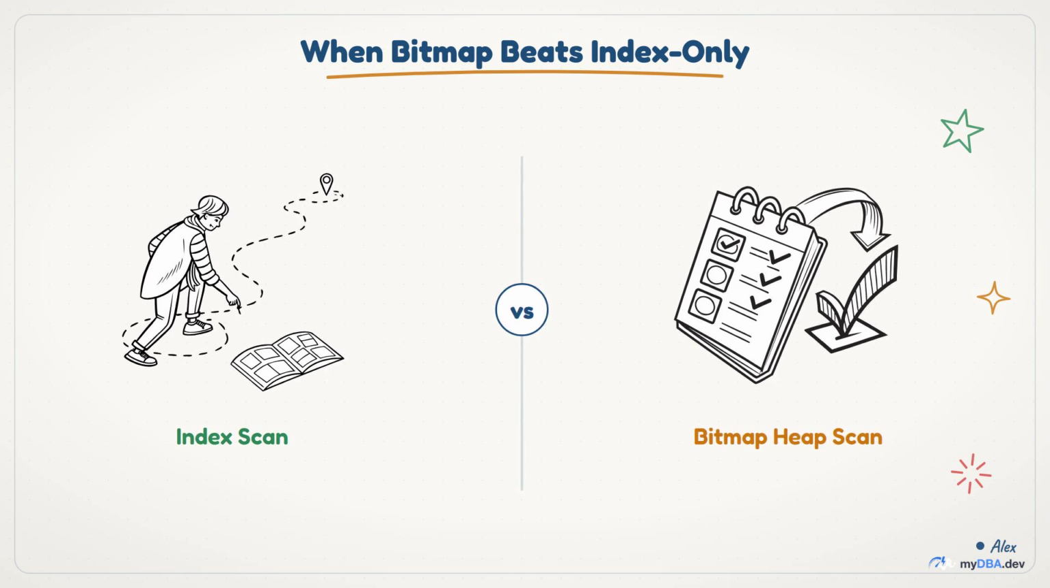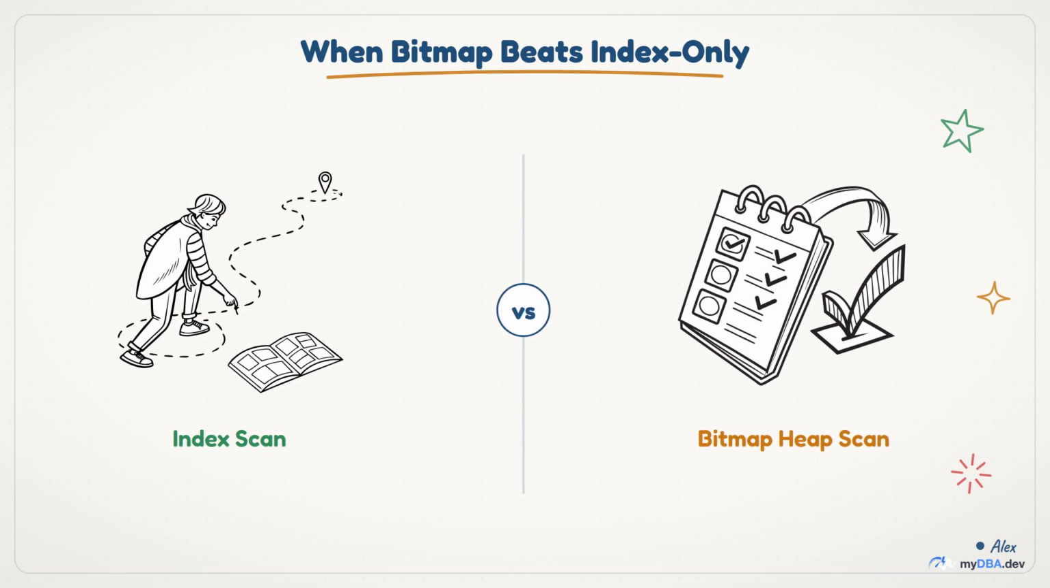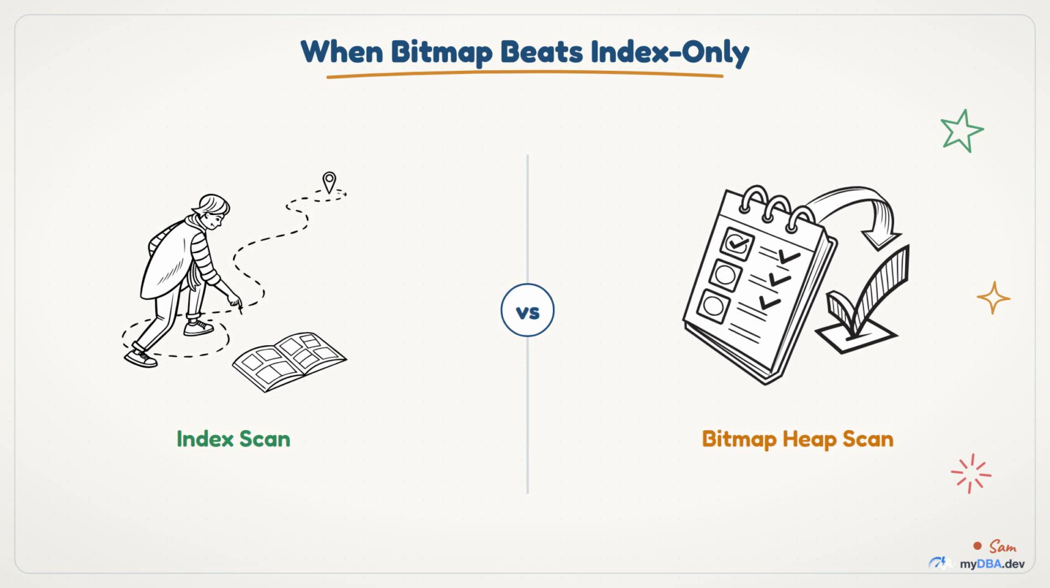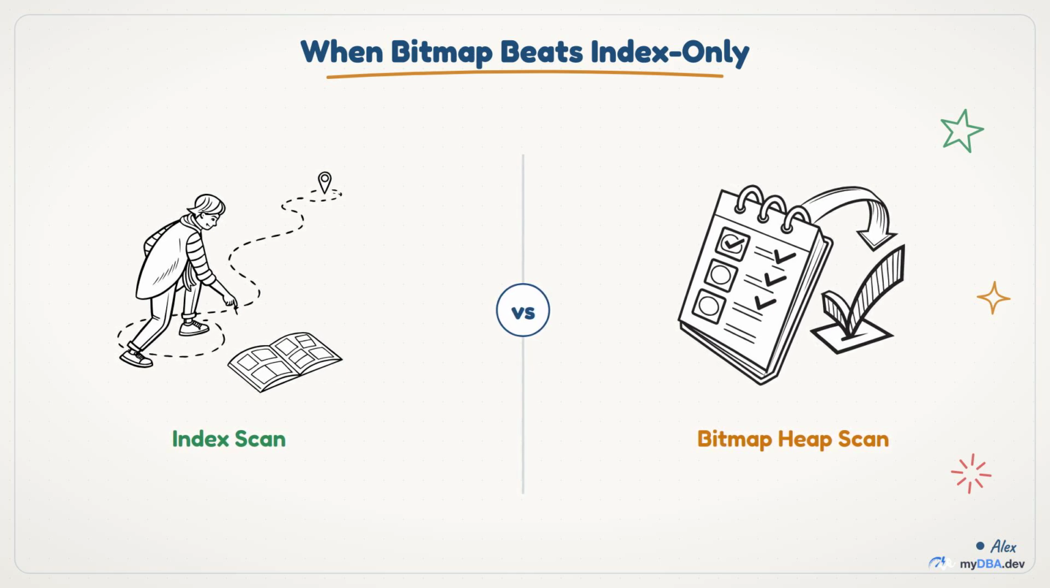For selectivity above about 1%, say, a few thousand rows out of a million, the bitmap approach wins hands down. So it's not slow, it's just optimized for a different job. Exactly. The planner picks it when the cost model says random I/O would hurt more than the bitmap overhead. It's making a smart trade-off.